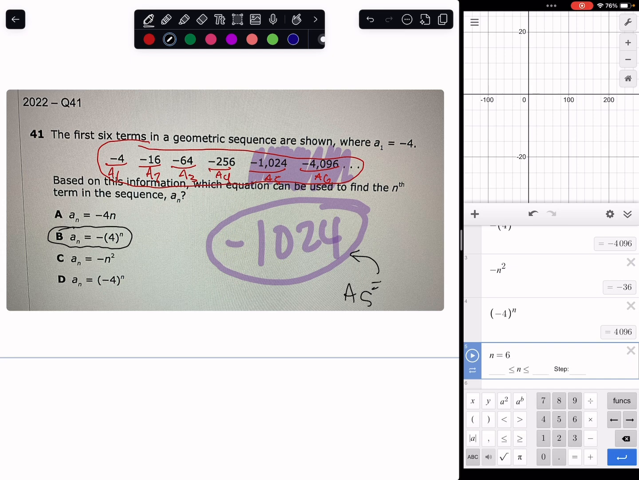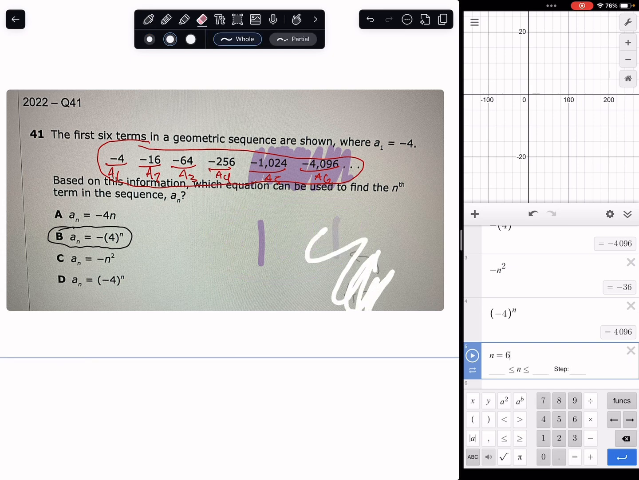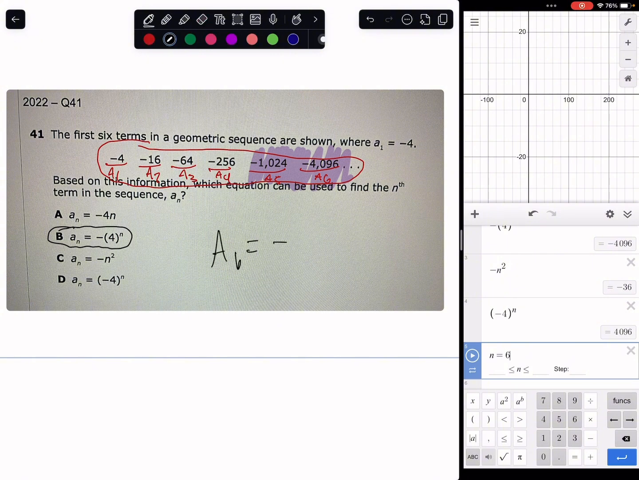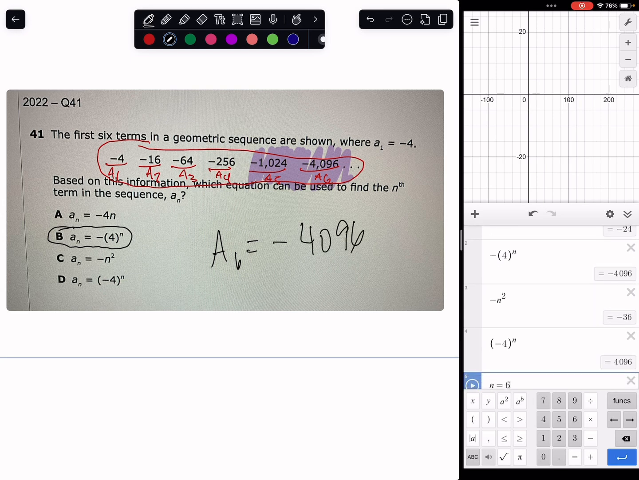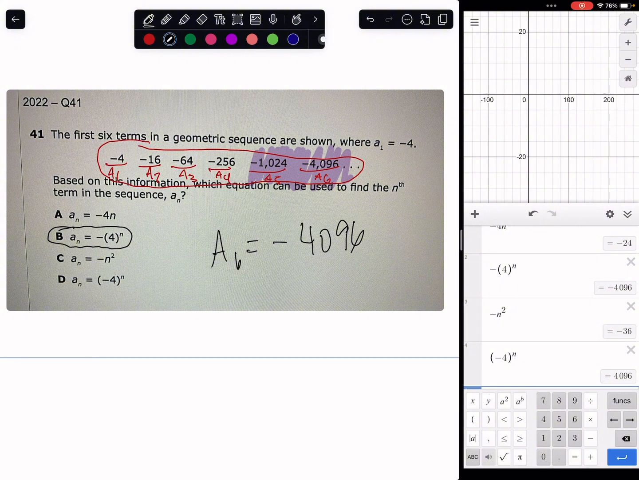So when A is 6, the answer should be negative 4,096. And we looked at our answers over here. The only one was the second one, which was B.